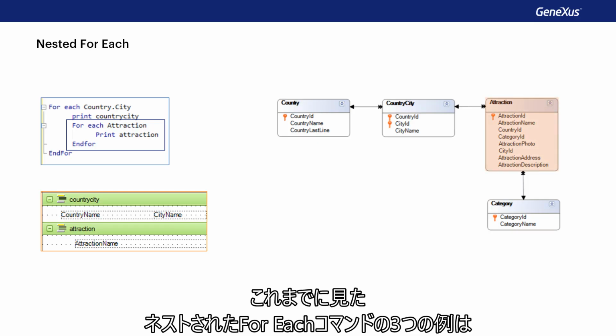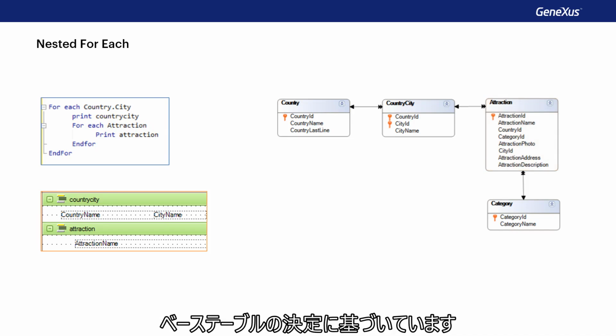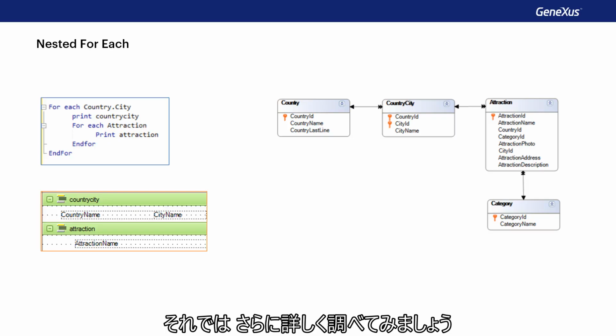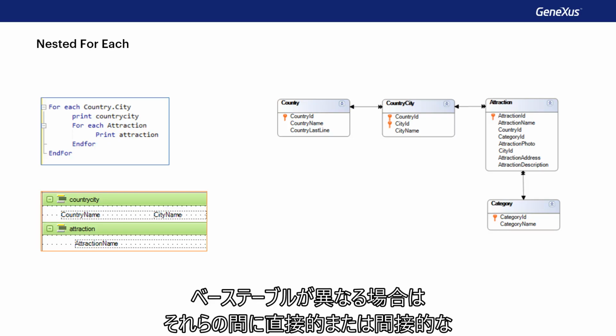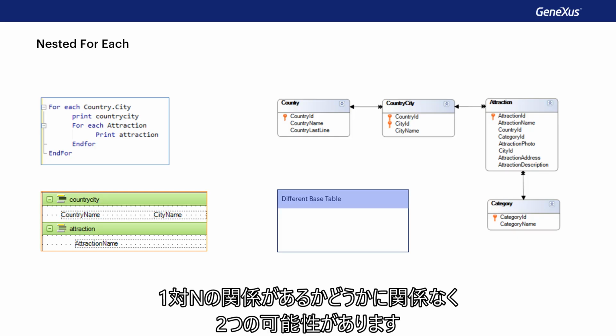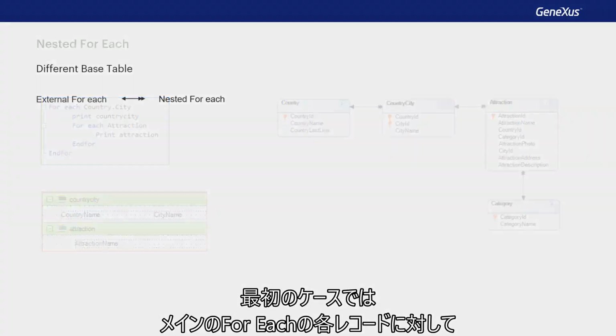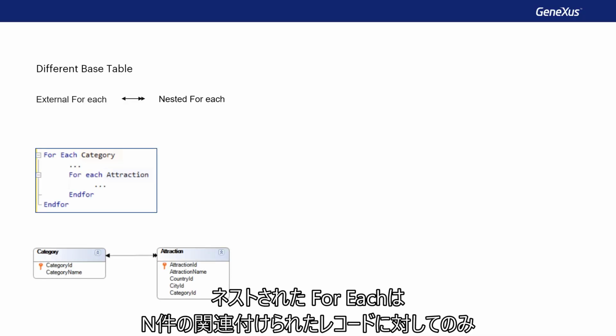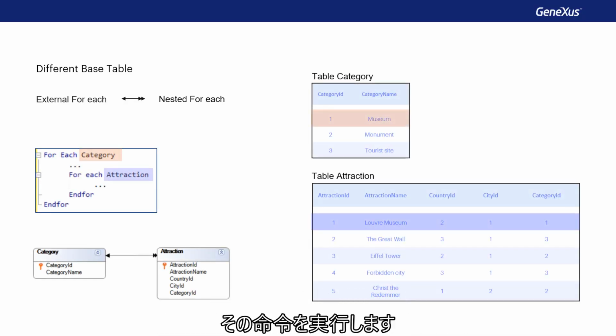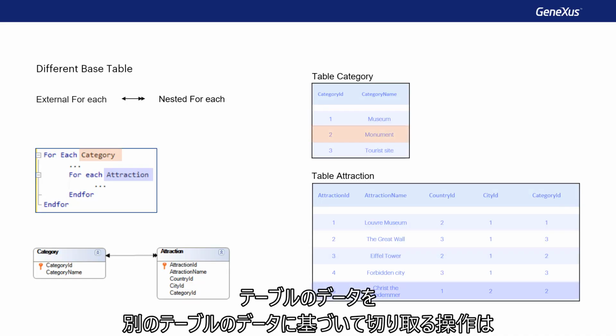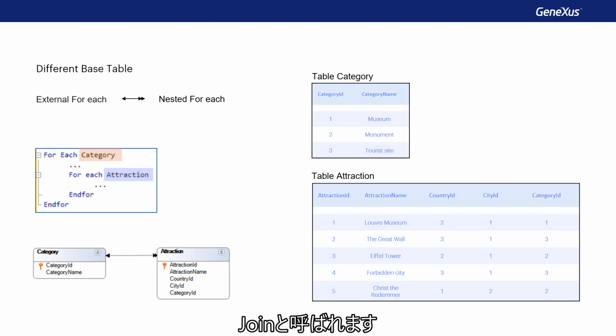The three examples of nested for each commands that we've seen before are based on the determination of base tables. Now we'll examine them more closely. When the base tables are different, there are two possibilities: whether or not there's a direct or indirect one-to-n relationship between them. In the first case, for each record of the main for each, the nested for each will run its instructions only for the n associated records. The operation that cuts the data from a table by that of another one is known as a join.